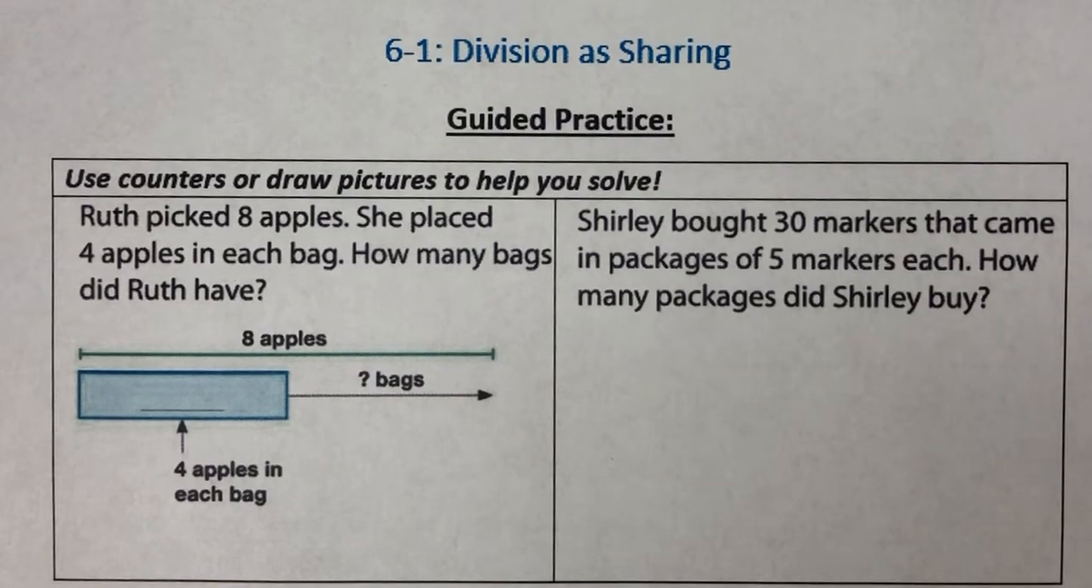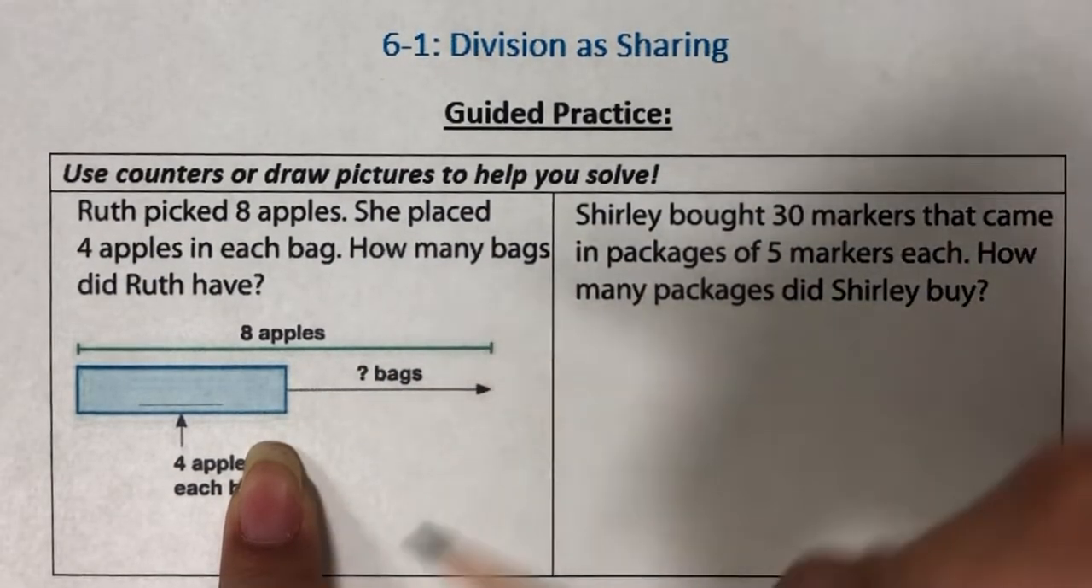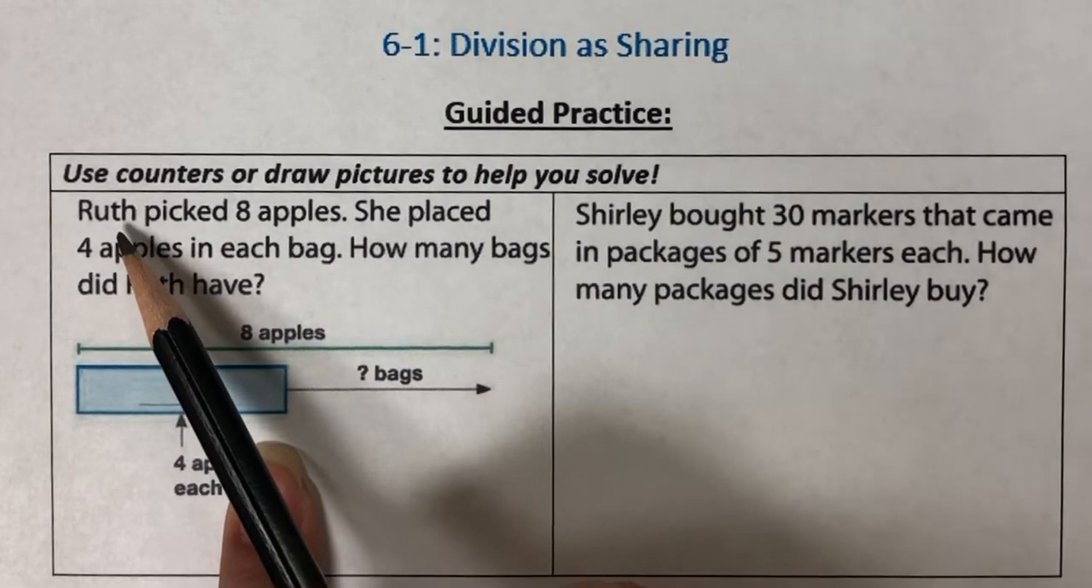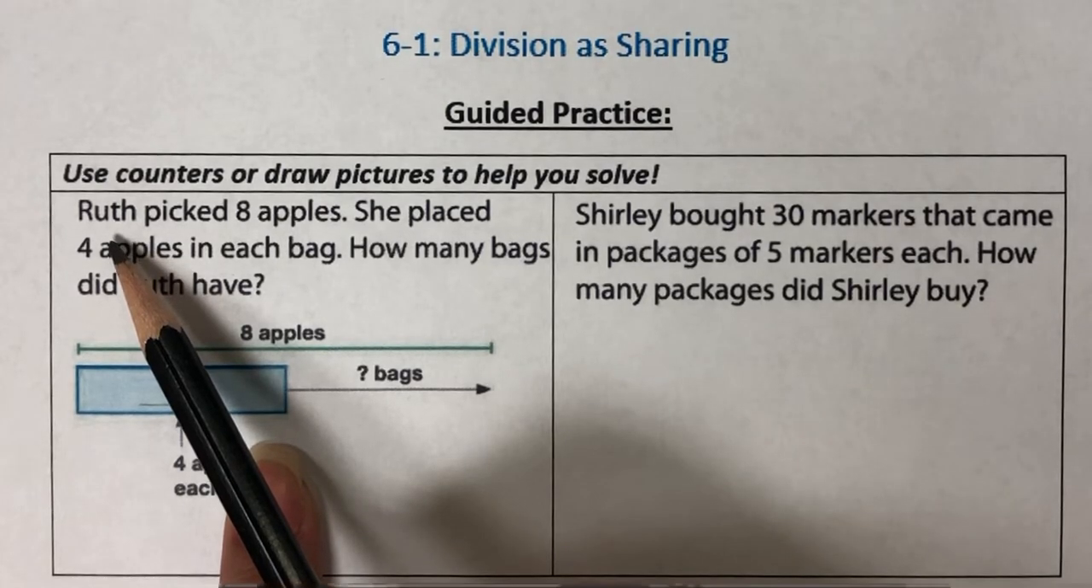We're repeating the same number, but this time with division, instead of adding, we're basically subtracting, repeated subtraction. And it has to be the same number being repeated. So when we share, we want to make sure that each group has the same amount. Let's take a look at this first problem about Ruth.